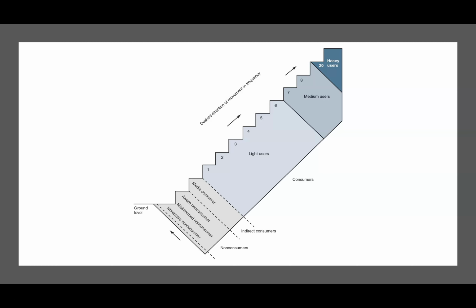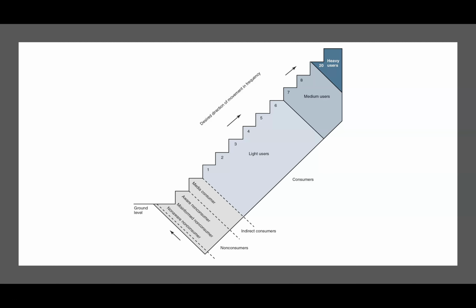brand. And so everybody starts on this ground level, meaning they don't know anything about it, or they could maybe be misinformed about it, or they could be aware of it and they don't really attend it or use it, or they could maybe see it through media. I mean, they're kind of an indirect consumer.